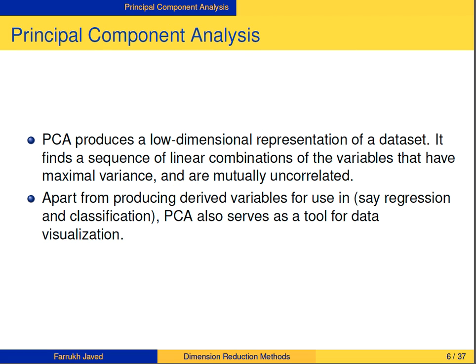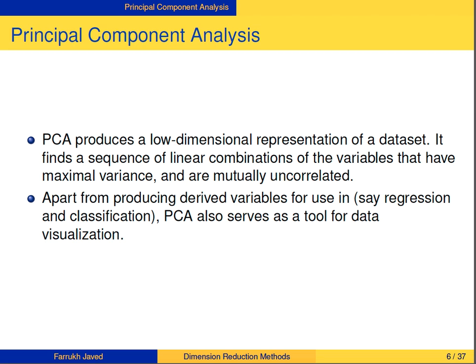Principal component analysis, we call it PCA in short. The PCA produces a low dimensional representation of data. You have a huge data set, but you are not interested in all of it, since some of the variables, if not all, are correlated with one another. So what we do is produce a lower dimensional representation of the data. It finds a sequence of linear combinations of variables that have maximum variance and are mutually uncorrelated. Those linear combinations of all the variables represent the maximum variance in the data, and on the other hand, they will be entirely uncorrelated.